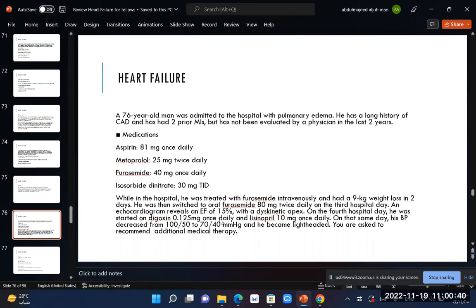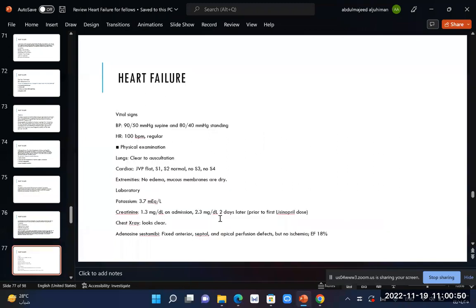The same day, his blood pressure decreased from 100/50 to 70/40, and he became lightheaded. You are asked to recommend additional medical therapy. These are the vital signs. I know the slides are not clear.